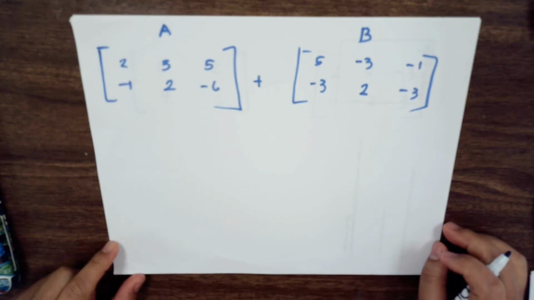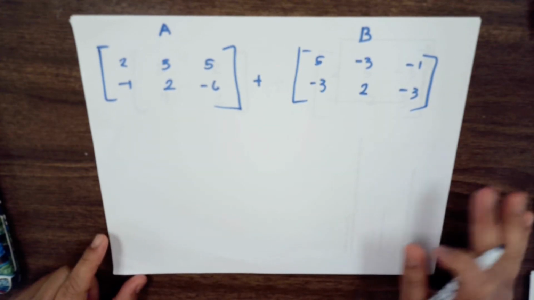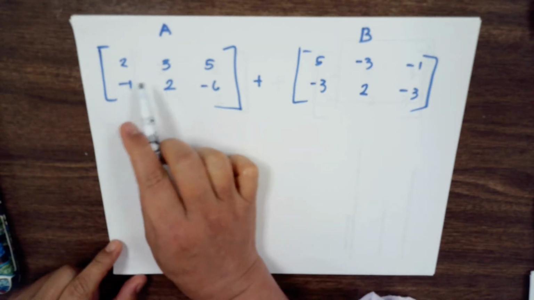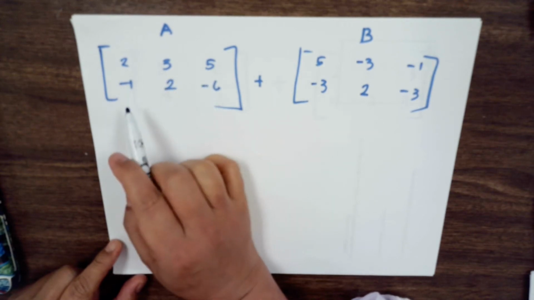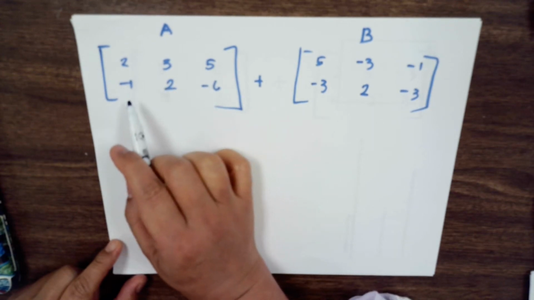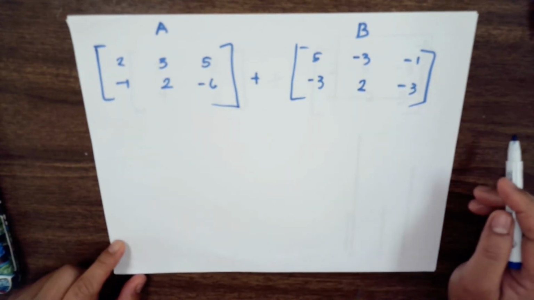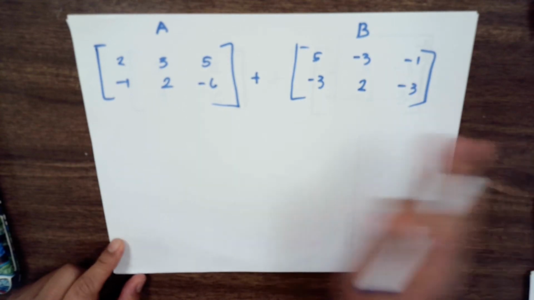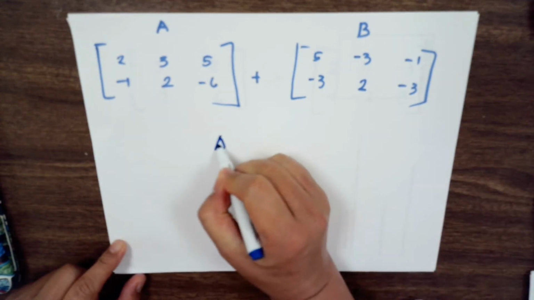Okay, let's discuss now addition and subtraction of matrices. So just imagine that these are systems of linear equations. Like in A, it's a linear equation that represents 2, 3, and 5 as 2x plus 3y equals 5. And for the second equation would be negative 1 plus 2x is equal to negative 6. Same thing as B. This is also a system of linear equations. I would like to add these two matrices, so that would be A plus B.